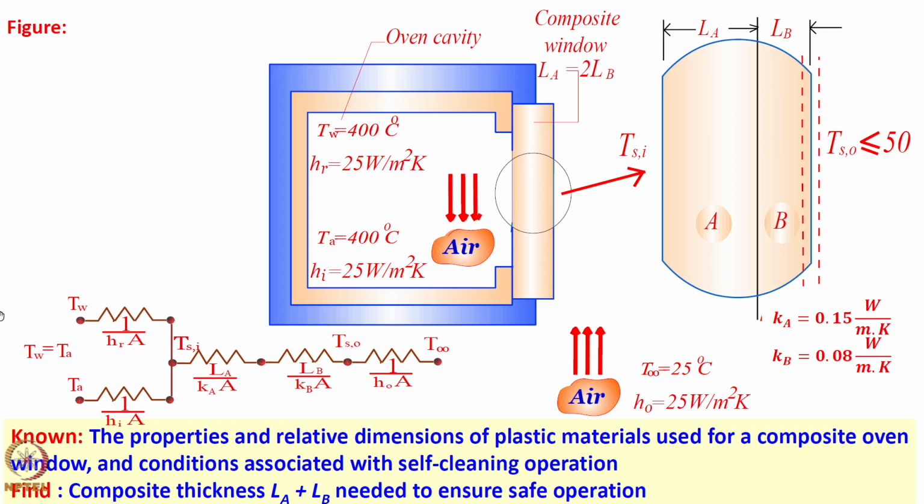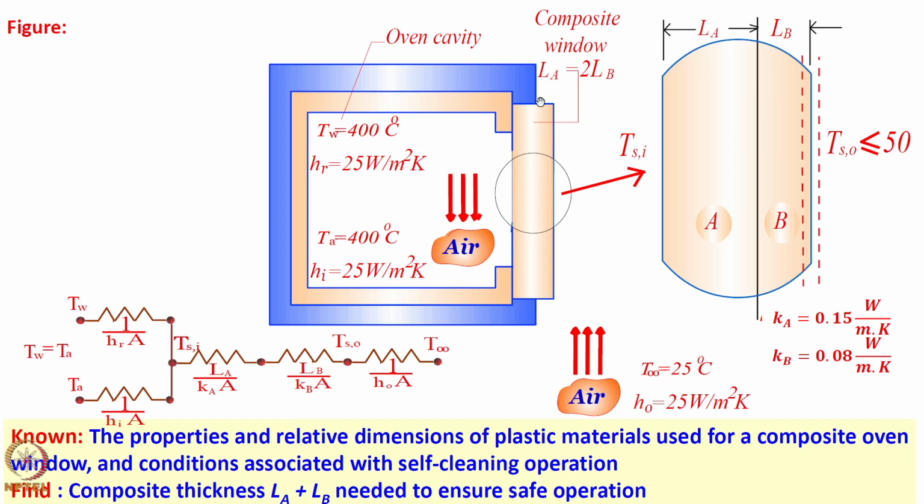HR and HI, which are the convective coefficients, are both 25 watt per meter squared Kelvin. T air or T wall is also 400 degrees. The oven cavity is shown to you, and the gap, the door, and the window are given in an expanded view. Ka and Kb are shown.